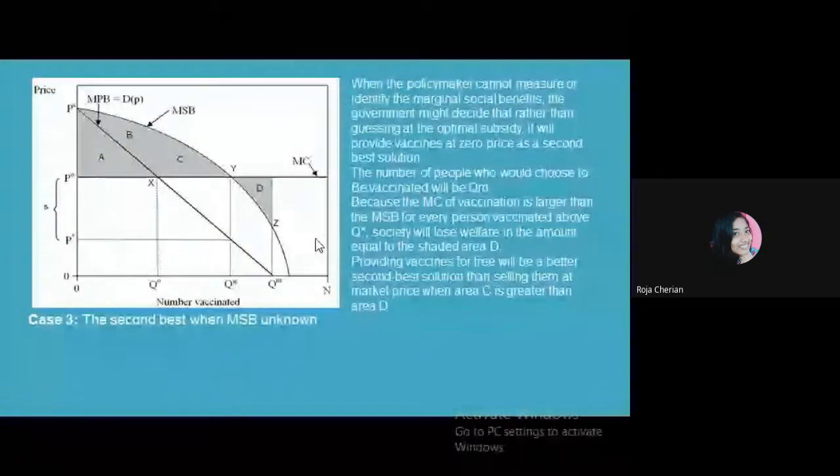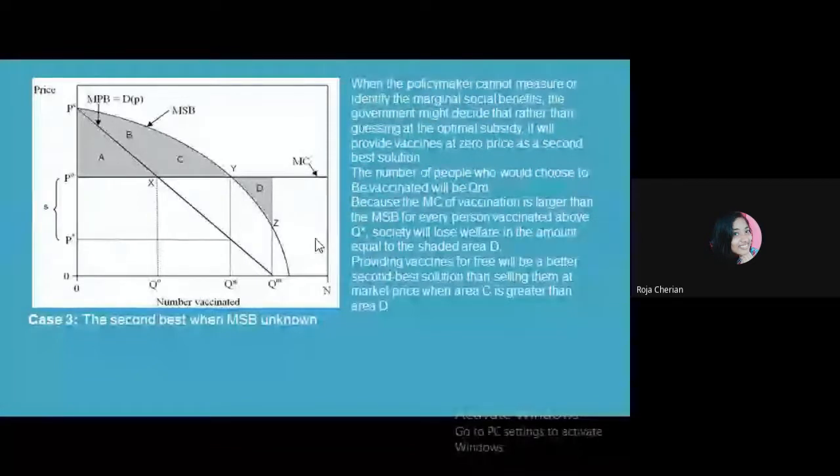Case 3 is the second best when MSB, that is marginal social benefit, is unknown. Suppose the policymakers cannot measure or identify the marginal social benefit. The government might decide that rather than guessing at the optimal subsidy, it will provide the vaccine at zero price as a second best solution. So here, the number of people who could choose to be vaccinated will be QM, but above the point Q star, we can see that marginal cost is greater than the marginal social benefit.